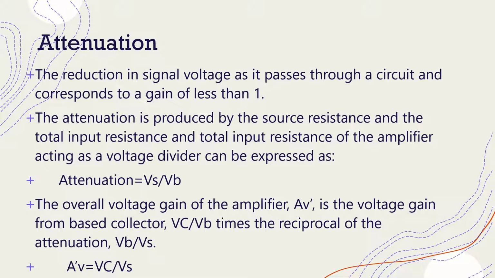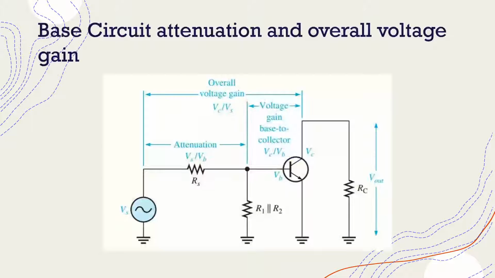Suppose a source produces a 10 mV input signal and the source resistance combined with the load resistance results in a 2 mV output signal. In this case, attenuation is 10 by 2 equal to 5. That is, the input signal is reduced by a factor of 5. This can be expressed in terms of gain as 1 by 5 equal to 0.2. Attenuation equal to Rs plus Rin total by Rin total. This diagram shows base circuit attenuation and overall voltage gain.